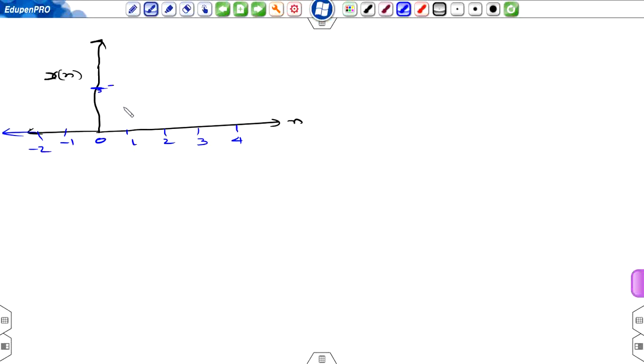At 1 the value is 2. At 2 the value is 9. At 3 the value is 6. And at 4 the value is 4. At -1 the value is 3. And at -2 the value is 7. So this is x[n].